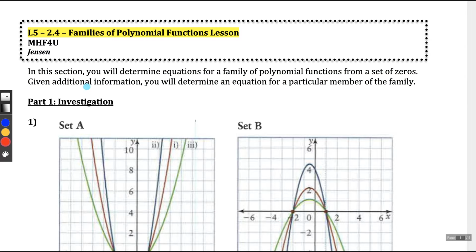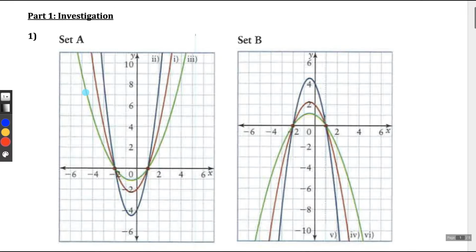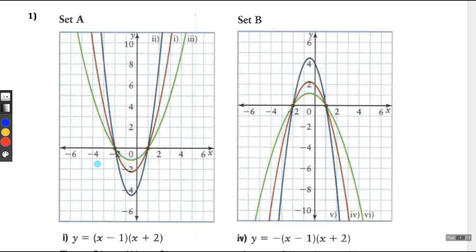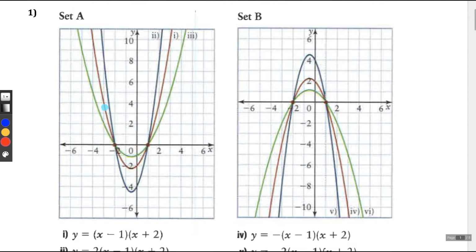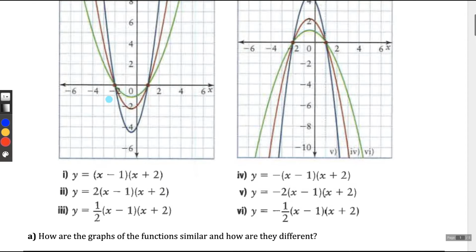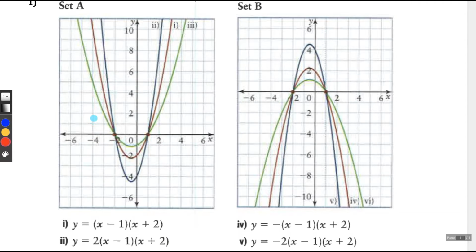Let's start by going through this investigation we have here. I have 2 sets of graphs. On each graph are 3 functions, so 6 functions in total. Each function is labeled with a number, for example, the red function is function 1, and its equation is written underneath here. We want to look at the graphs of the functions and the equations of the functions and see how, first of all, they are related, and also what is similar between all of these graphs, and how we could figure out those similarities from the equations.